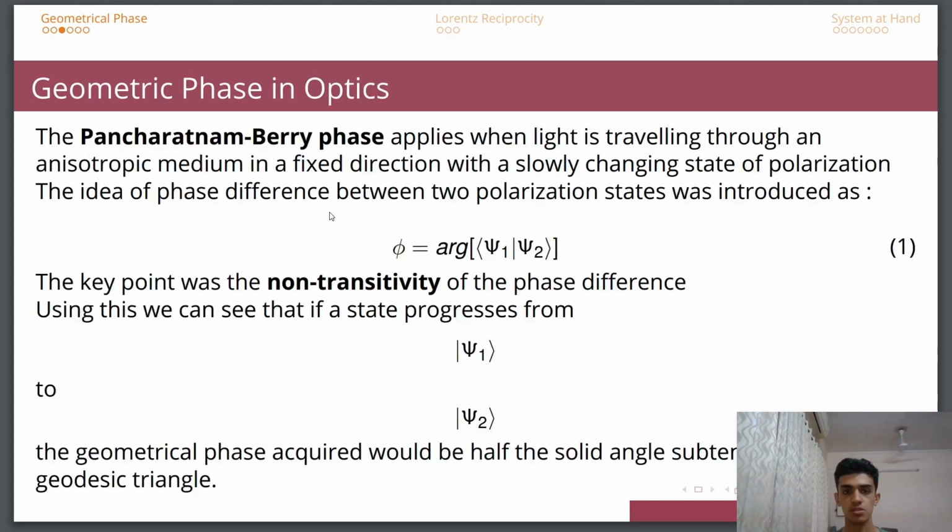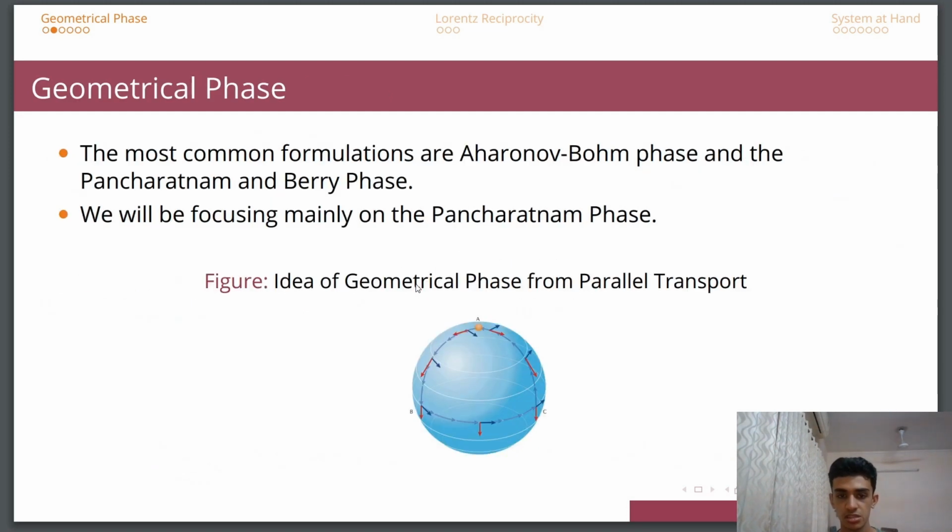Cool. So this was the formula given for the phase difference between two polarization states on this sphere: phi equals the argument of the inner product of psi 1 and psi 2. The main point here is that this phi is not transitive. What do I mean by transitivity? I'll go back to the previous picture once.